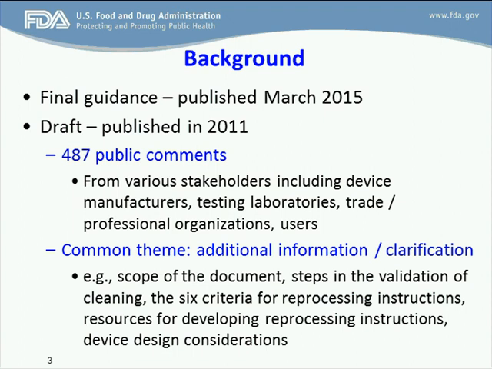A common theme in the public comments was the request to provide additional information and clarification on various concepts and sections in the document. For example, there were requests to better clarify the scope of the document, the 6 criteria for reprocessing instructions, and a few other sections. There were also comments requesting that FDA provide more information on resources and references for developing reprocessing instructions. All comments were carefully considered as this guidance document was finalized and published last week.